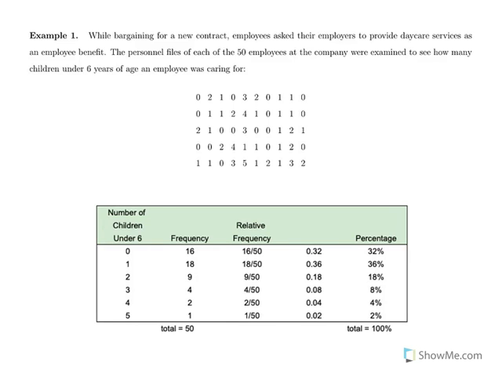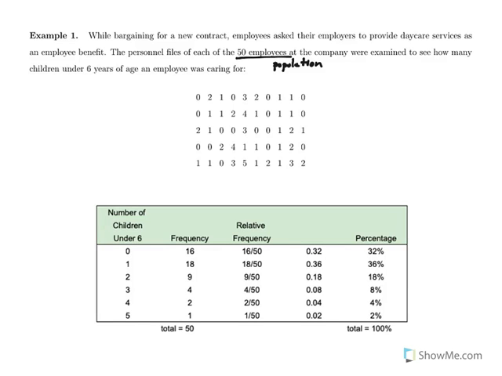So here, our first example: while bargaining for a new contract, employees asked their employers to provide daycare services as an employee benefit. The personnel files of each of the 50 employees at the company were examined to see how many children under 6 years of age an employee was caring for. And note that these 50 employees are the entire population that we are concerned about. So here we're not actually taking a sample, a subset, we're just looking at the entire population.